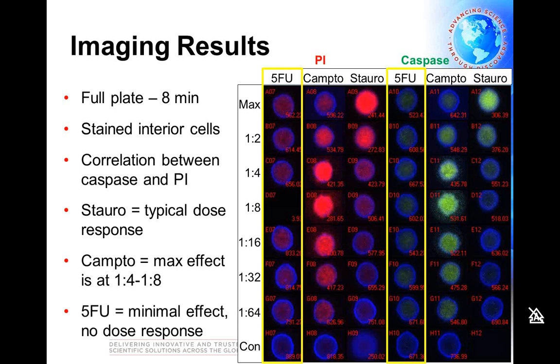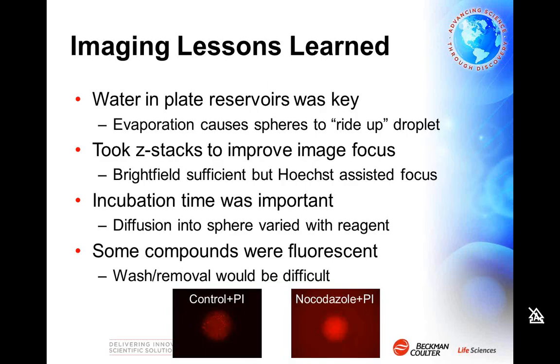Finally, 5-fluorouracil basically showed minimal, if any, effect, and certainly no dose response. So all we saw was a low level of green or red staining, perhaps slightly higher than the control samples, but really nothing significant and nothing showing any sort of dose response. So we'll come back to that data a bit later, but I did want to touch on some additional lessons learned from the imaging process.